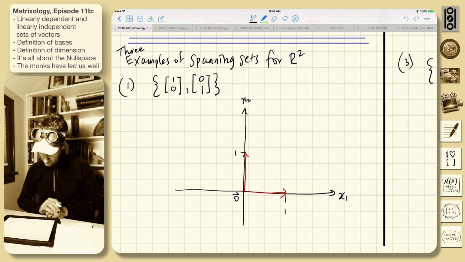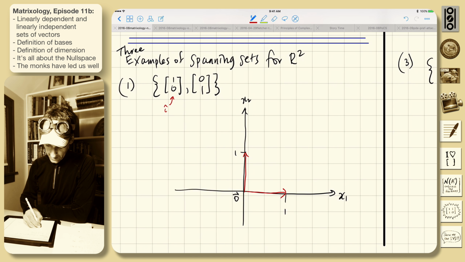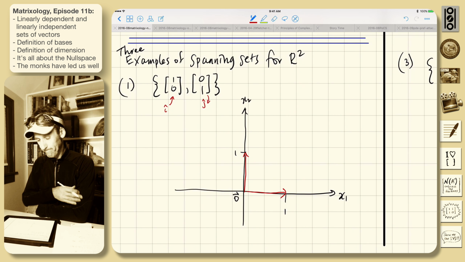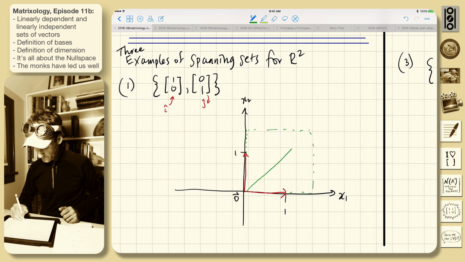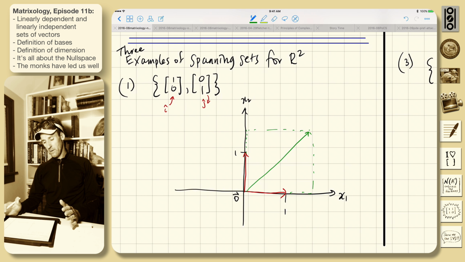So this is a spanning set. It's just 1, 0, and 0, 1. And you will recognize them as, if you want, i hat and j hat. Good. And here they are, right? So the idea is we can take any combination. Let me give it another color. We said some multiple of this one plus some multiple of this one to make any vector in R2. And there's no redundancy here as well, right?